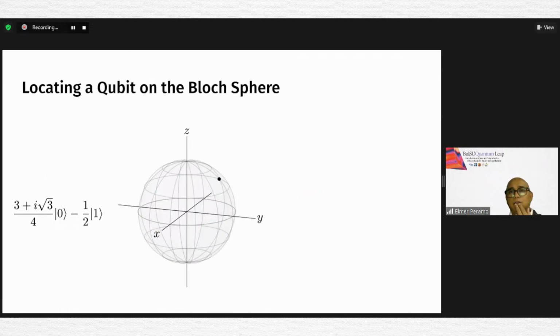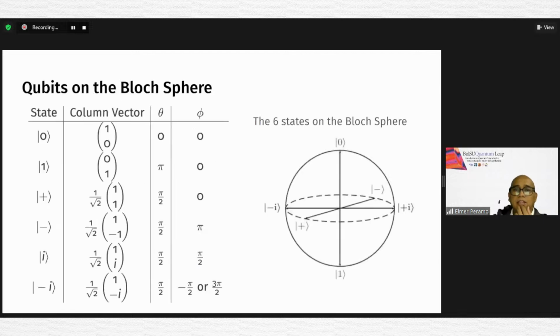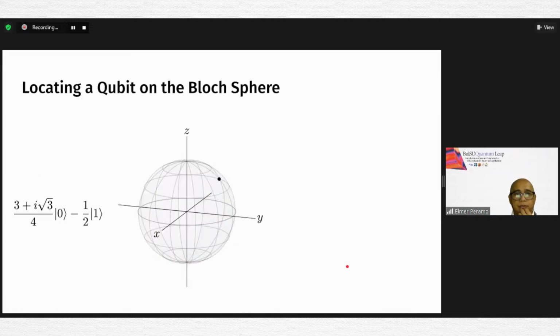Now, locating a qubit on the Bloch sphere. As you can see, theta represents how far a given state is. Is it nearer to the north pole, which is ket 0, or to the south pole, which is ket 1? But if it's on the equator, it's actually in equal superposition. But there are a lot of points here. There are a lot of points that are in equal superposition between ket 0 and ket 1.